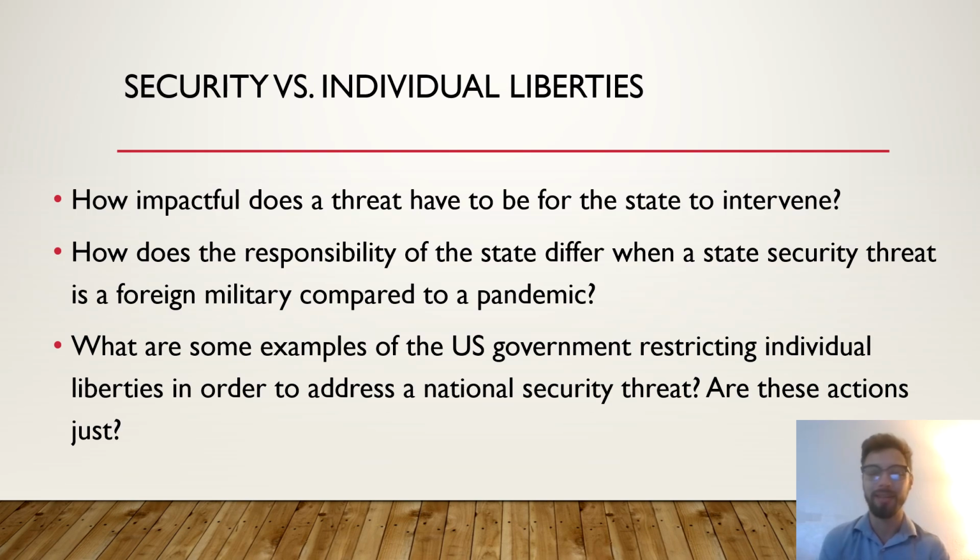Let's talk about the contradiction between security and individual liberties. A state has an obligation to its citizens, both to provide it security of life, liberty, and the pursuit of happiness, but in addition, provide it with that liberty, those individual liberties, your ability to not be restricted by your federal government. But we acknowledge a point of conflict here. You cannot provide absolute security without restricting the liberty of some citizens.